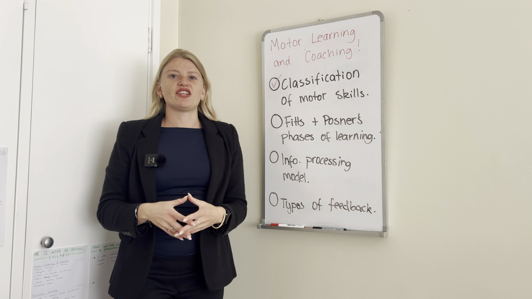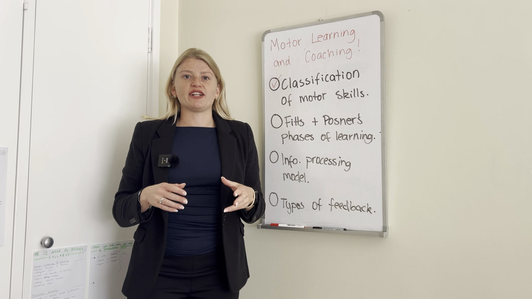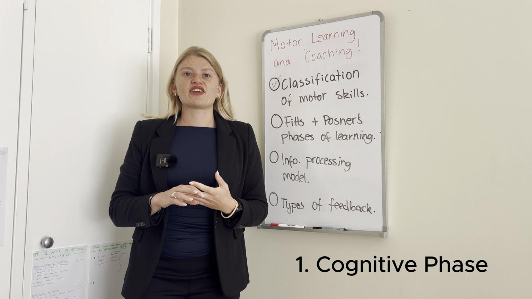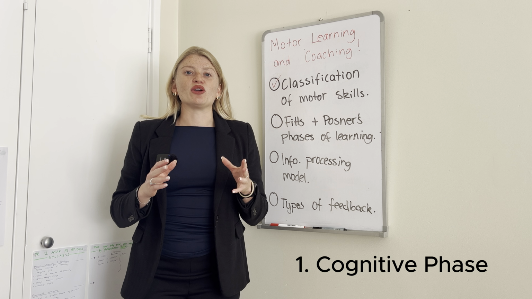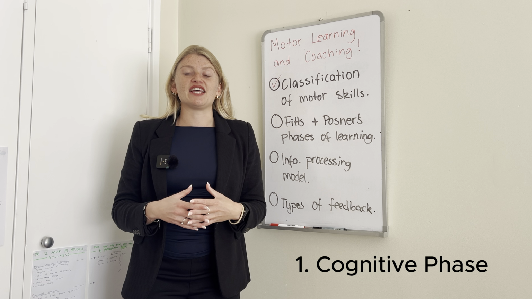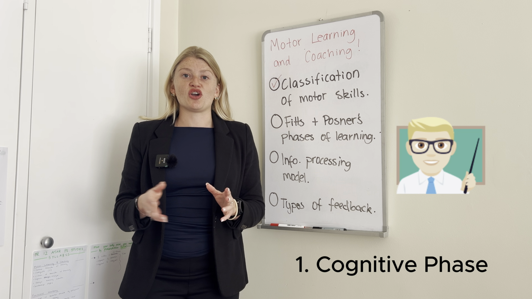Now we are moving on to the Fitts and Posner's phases of motor learning and how they can be used to develop and improve specific physical skills. There are 3 phases of motor learning. The first one is the cognitive phase of motor learning. This is characterized by the individuals learning what to do, and they do this by making errors. So they make errors and they rely heavily on a coach's feedback. So they require external assistance.